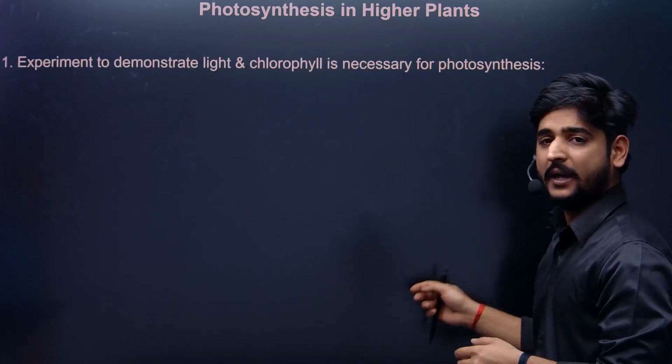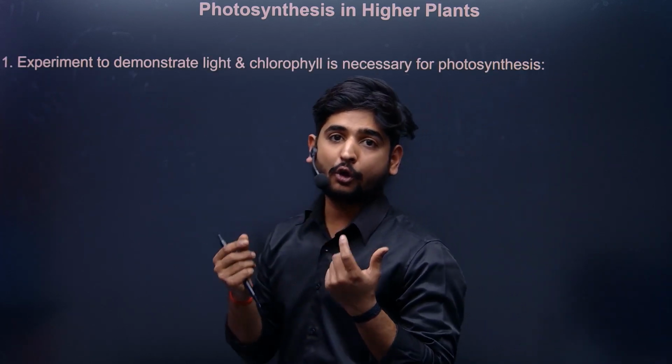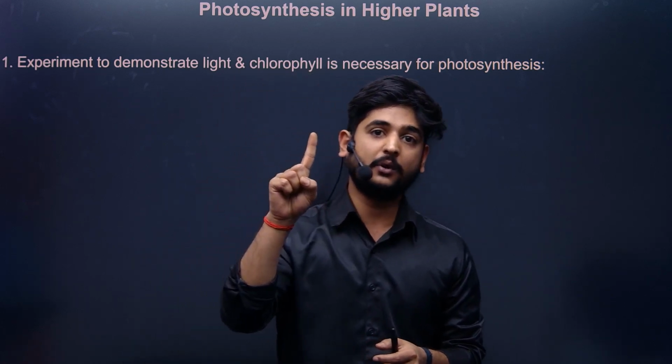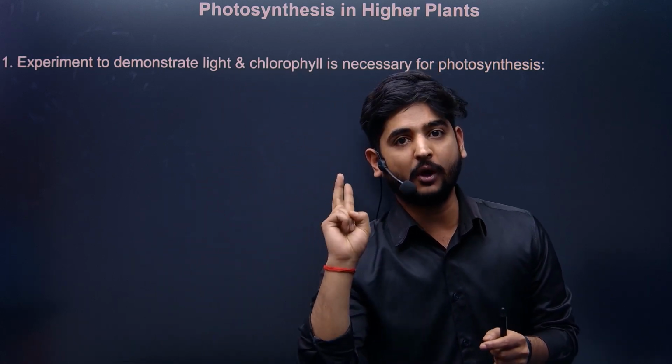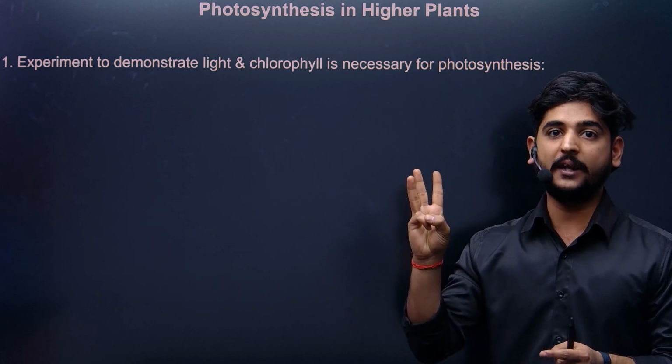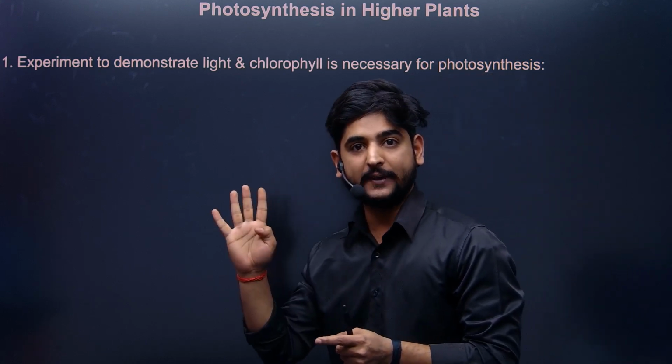So now moving ahead, what are the basic requirements or raw materials of photosynthesis? Number one, carbon dioxide is required. Number two, water is required. Number three, sunlight is required. And number four, chlorophyll is required.